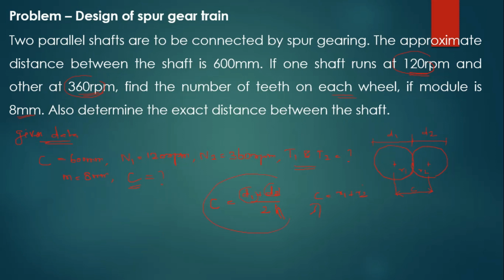So now we are going to use C equal to (d1 + d2) divided by 2, where d1 is the diameter of gear 1 and d2 is the diameter of gear 2. The center distance is already given, which is equal to 600 mm. So 600 equals (d1 + d2) divided by 2. Then this equation becomes d1 + d2 equals 2 into 600, which is 1200. So d1 + d2 equals 1200. This is equation 1 we got.